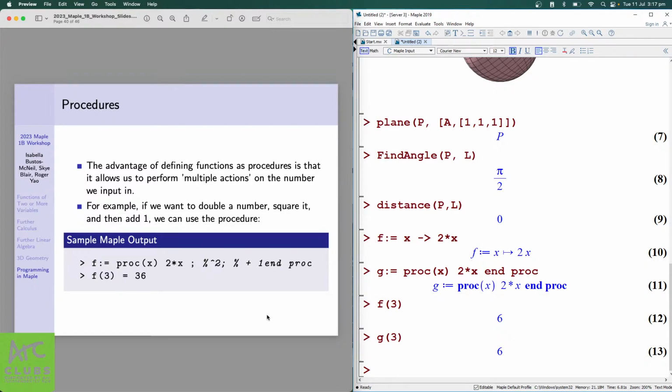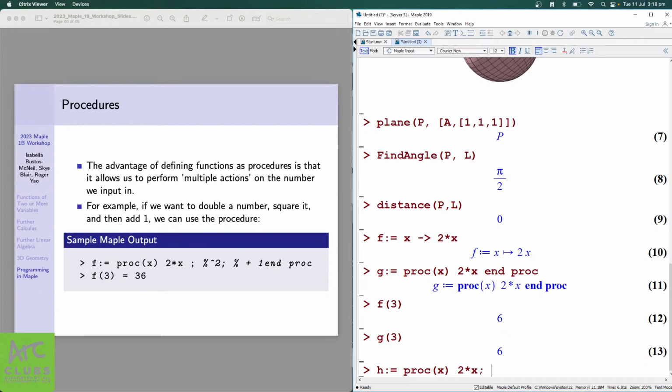Okay, the advantage of defining functions as procedures is that it allows us to perform multiple actions on the number we put in. For example, if we want to double a number, square it, and then add 1, we can use the following procedure. So let's call my procedure h. It's a procedure, so I'm going to start off with proc x. It's going to take in a number, it's going to double that number. That's my first action. Now, to move on to my next action, I first have to put a semicolon.